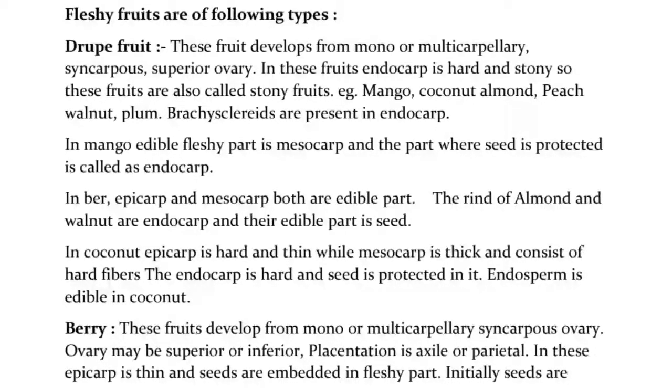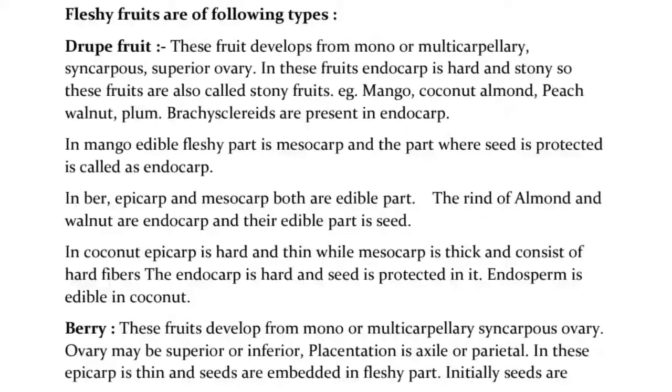In these fruits the endocarp is hard and stony, so these fruits are also called stony fruits, e.g. mango, coconut, almond, peach, walnut, plum. Brachysclereids are present in the endocarp. In mango, the edible fleshy part is the mesocarp, and the part where the seed is protected is called the endocarp. In ber, epicarp and mesocarp both are edible. The rind of almond and walnut is endocarp and their edible part is the seed.